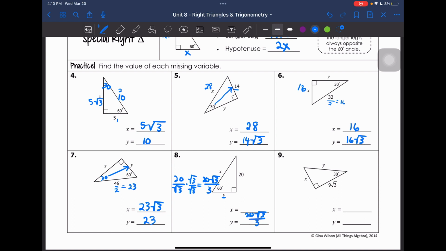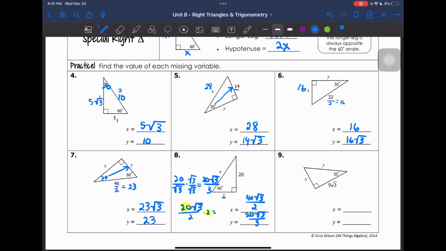So how do I know what the hypotenuse is? Well, I pretty much just need to take 20 root 3 times 2. And really, you can leave the root 3 over 3 part and just multiply the 20 part times 2. Well, 20 times 2 is 40. So the hypotenuse is 40 root 3 over 3. Hopefully that makes sense.